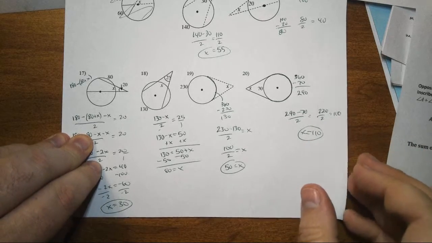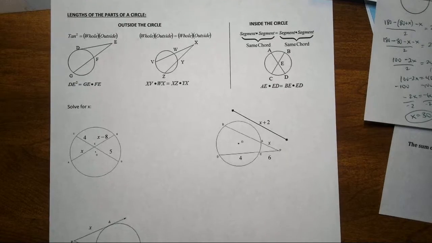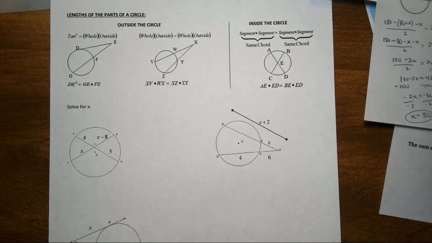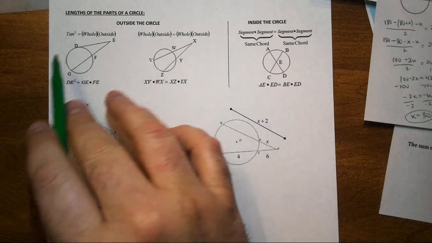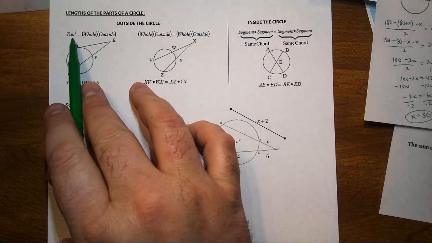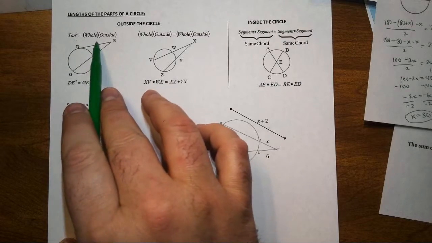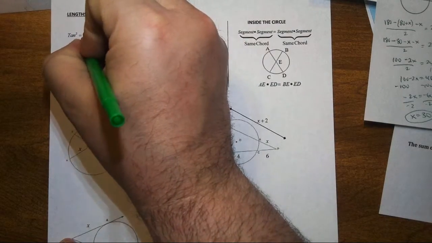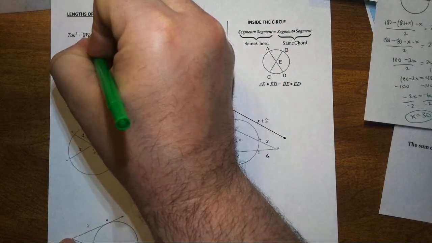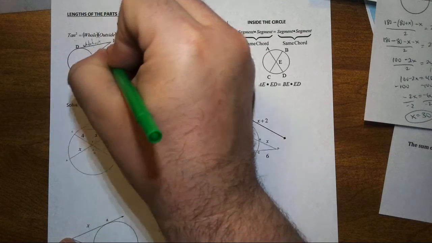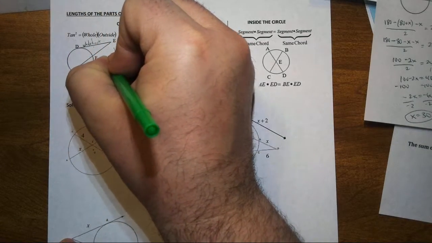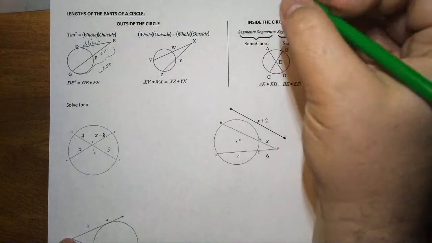There's page 2. And here, page 3, we're talking about the lengths of the parts of the circle. So remember, when we talk about segments, we're talking about the whole times the outside. So the tangent is the whole on the outside. It's the same thing. The whole on the outside is the same piece. So this is the whole and the outside piece. This GE is the whole, and this is my outside segment.